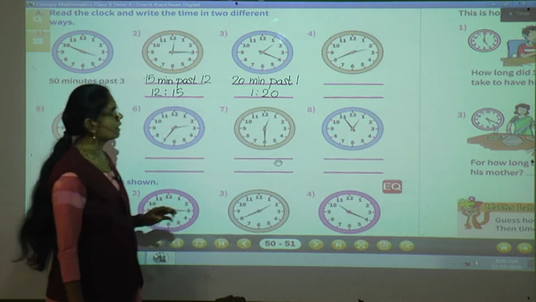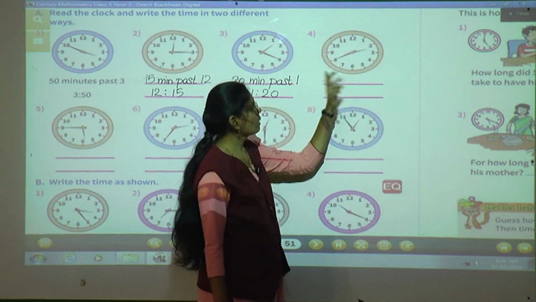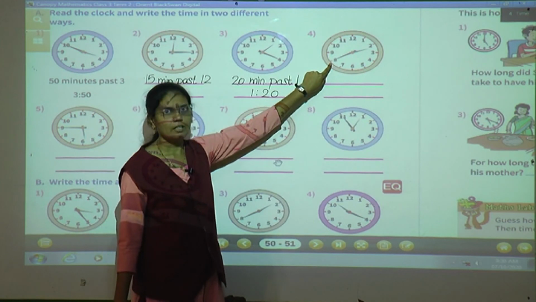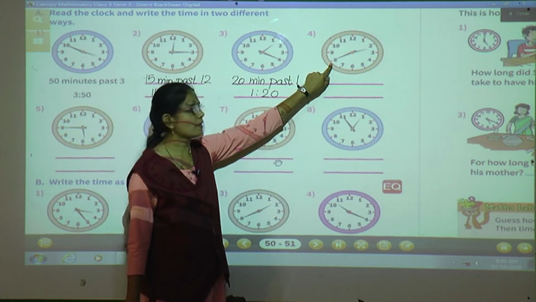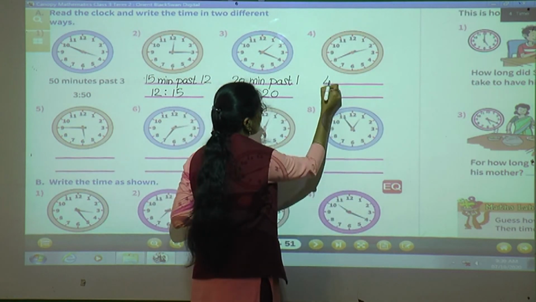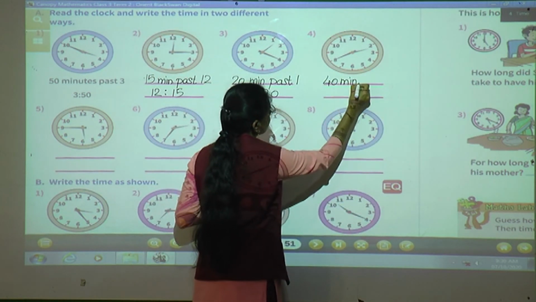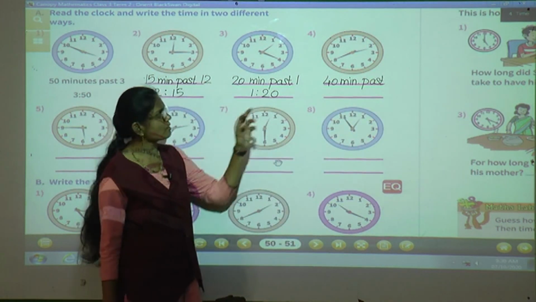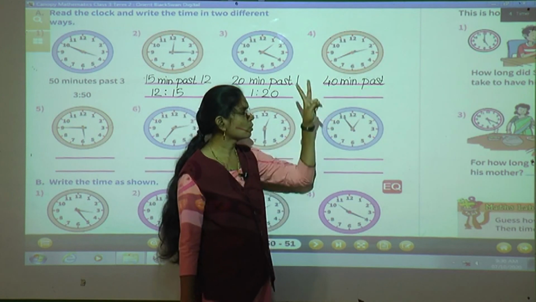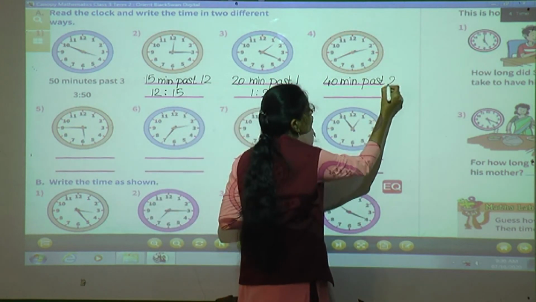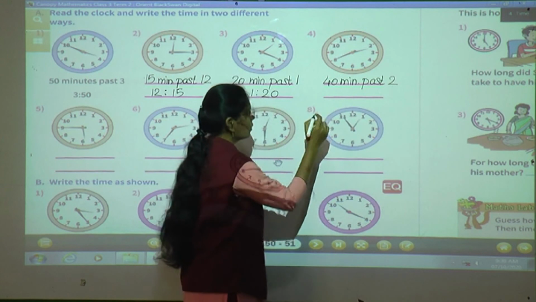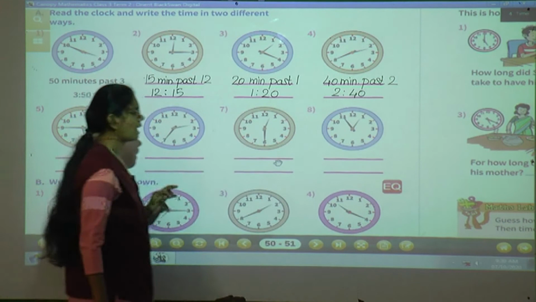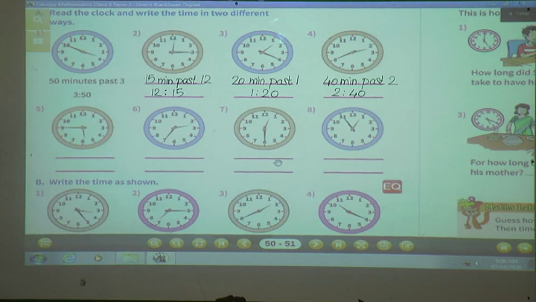Okay. Next, see this fourth clock. Where is the minute hand? It is on 8 number. 8 5s are 40 means 40 minutes past. Now you have to see where is the hour hand. It has crossed 2 number. So here we'll write 2. 40 minutes past 2 means 2:40. What is the time? 2:40.